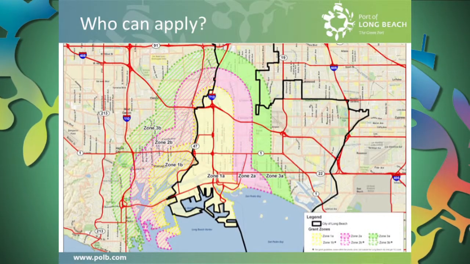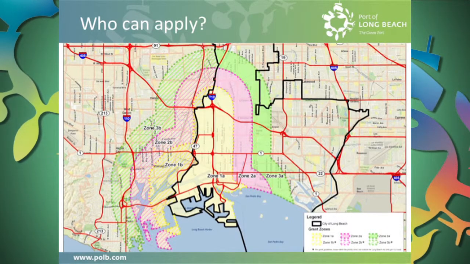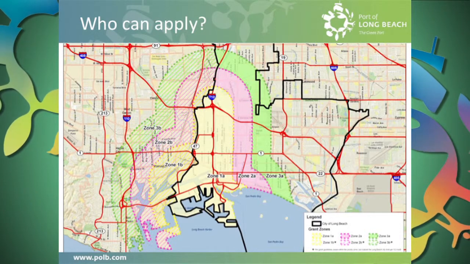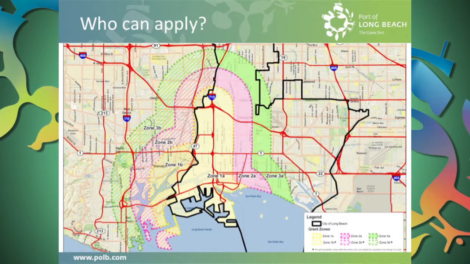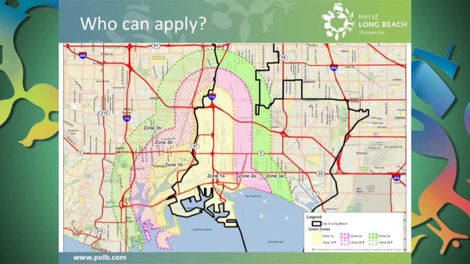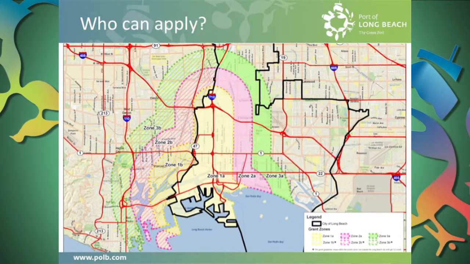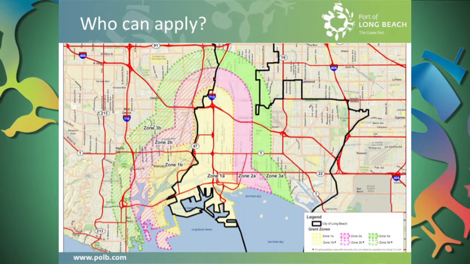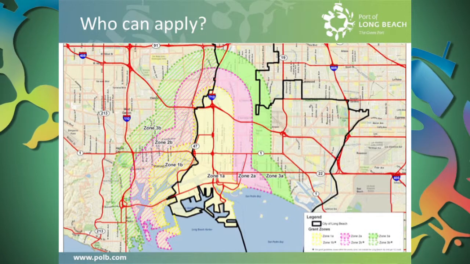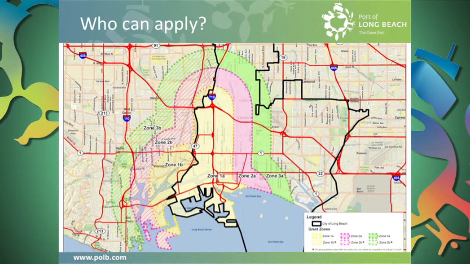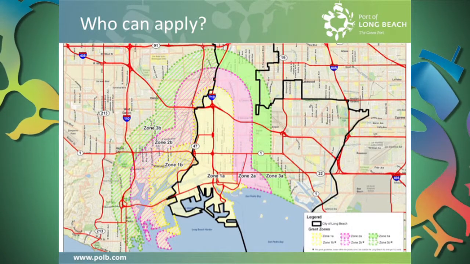You also need to make sure that you're serving populations within our grant zones. We have 3 grant zones. They're roughly based on miles from the port. So zone 1 is about 1 mile from the port. Zone 2 is 2 miles. Zone 3 is 3 miles. And these are designed to help us prioritize the impacts on the population with the theory that those who are in zone 1 get the most impacts from port-related air pollution, so they get the highest priority.